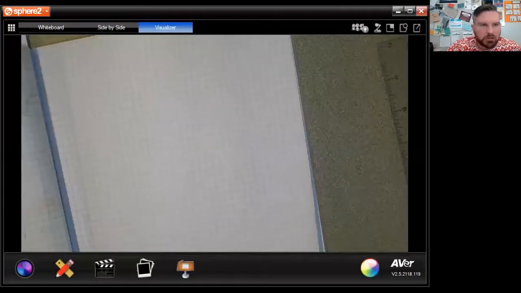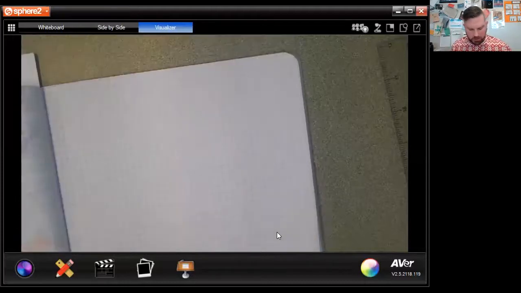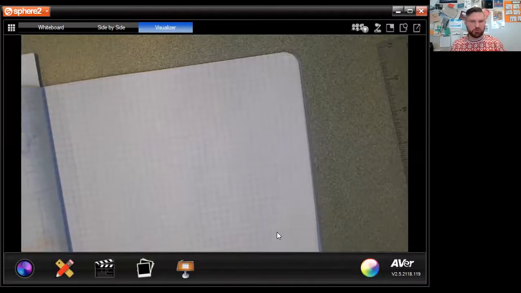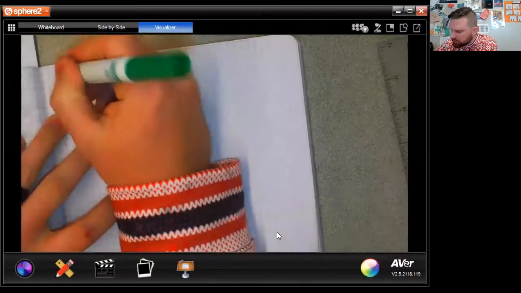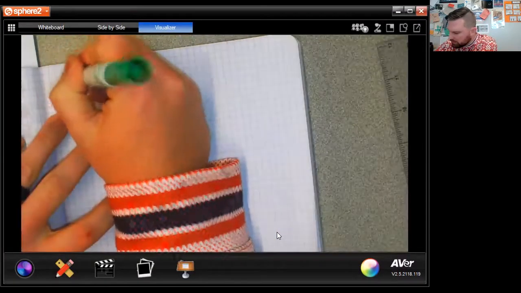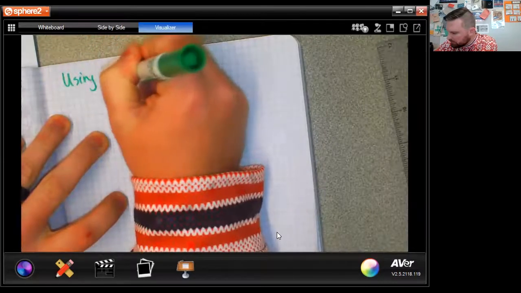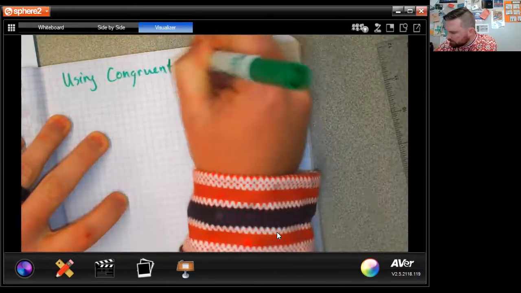We're going to be on page 59 in our notebook. So let me share the camera here with you. All right, so here we are on page 59, and we're going to use congruent triangles to prove that other parts are congruent.